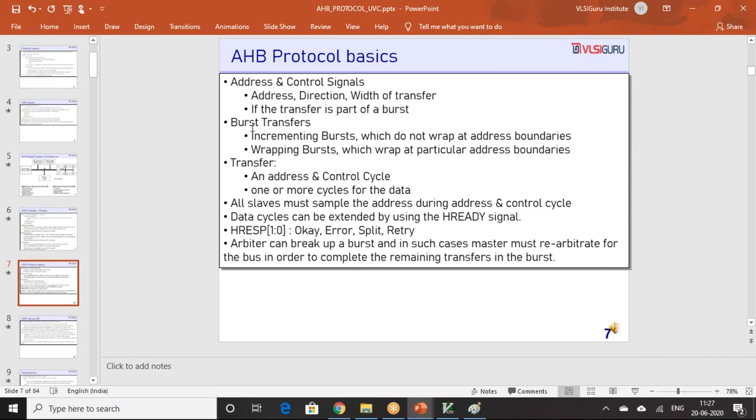Burst transfers are of two types: incrementing bursts, which do not wrap at the address boundaries, and wrapping bursts, which wrap at a particular address boundary. I think this is out of context for us now. When we go to the burst transfers, we'll discuss that. A transfer happens in an address and control cycle, followed by one or more cycles for data. All slaves must sample the address during the address and control cycle. Data cycles can be extended by using the H ready signal and H response. I think this overall slide itself is not relevant.